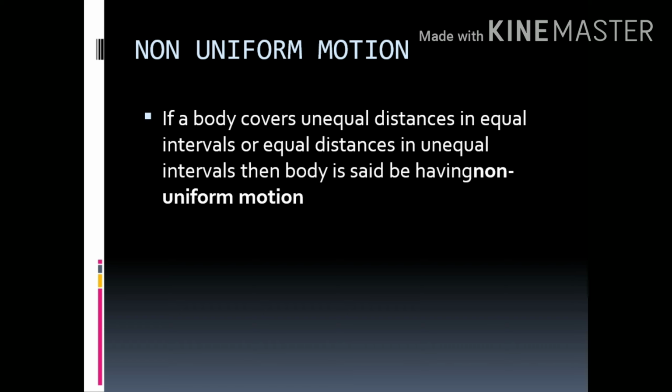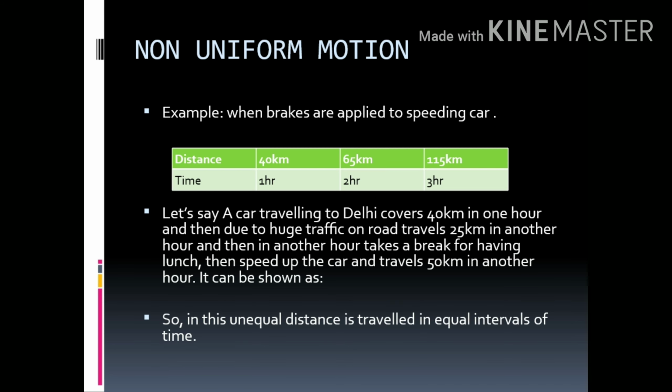Let's know what is non-uniform motion. If a body covers unequal distances in equal intervals or equal distances in unequal intervals, then the body is said to be having non-uniform motion. In simple words, when a body travels with a variable speed, that means speed is not constant, then the body is said to be in non-uniform motion. In this case, the body will cover unequal distances in equal intervals, or it will cover equal distances in unequal intervals. Let us make this more clear with the help of an example.